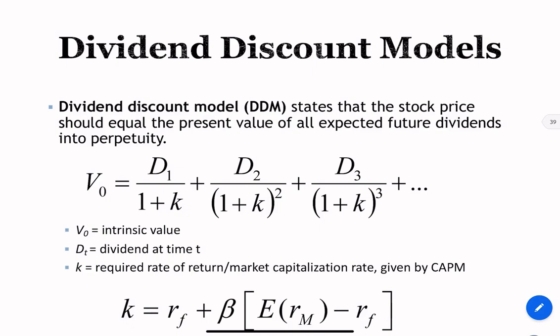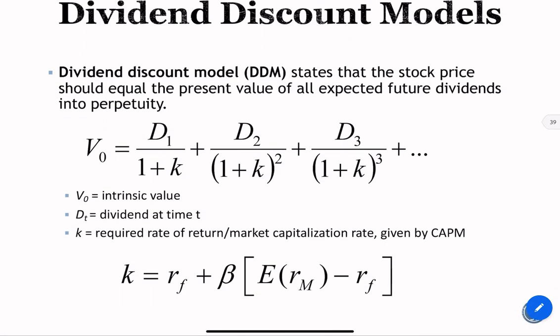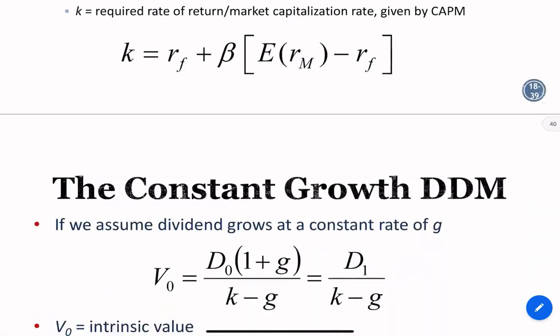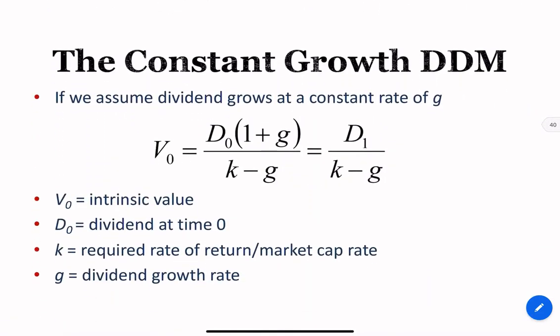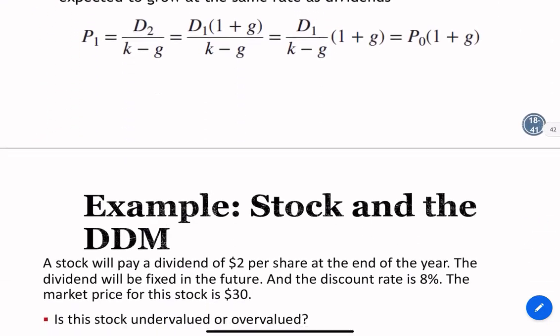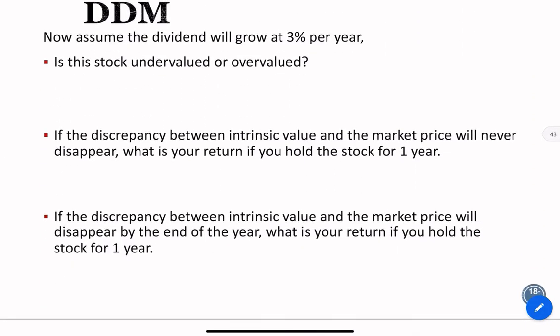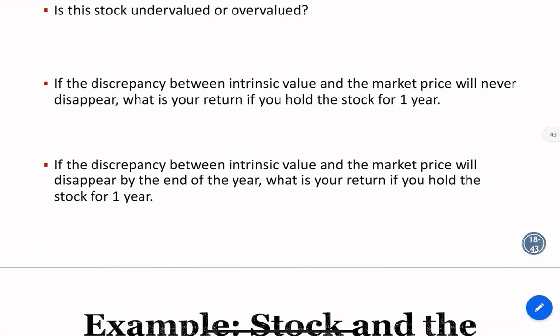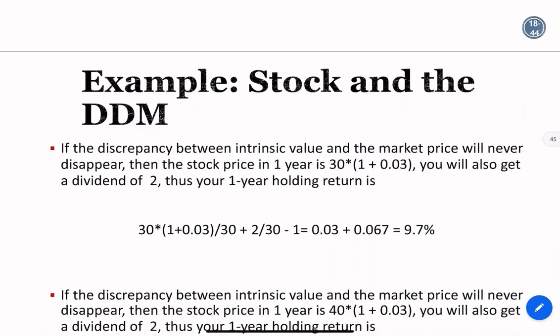K here is this discount factor, and specifically, K is solved by CAPM, and K is also called the market capitalization rate or market cap rate. And then, based on this assumption that dividend grows at a constant rate of G, we discussed this constant growth dividend discount model. So let's today continue to dig deeper into this dividend discount model.